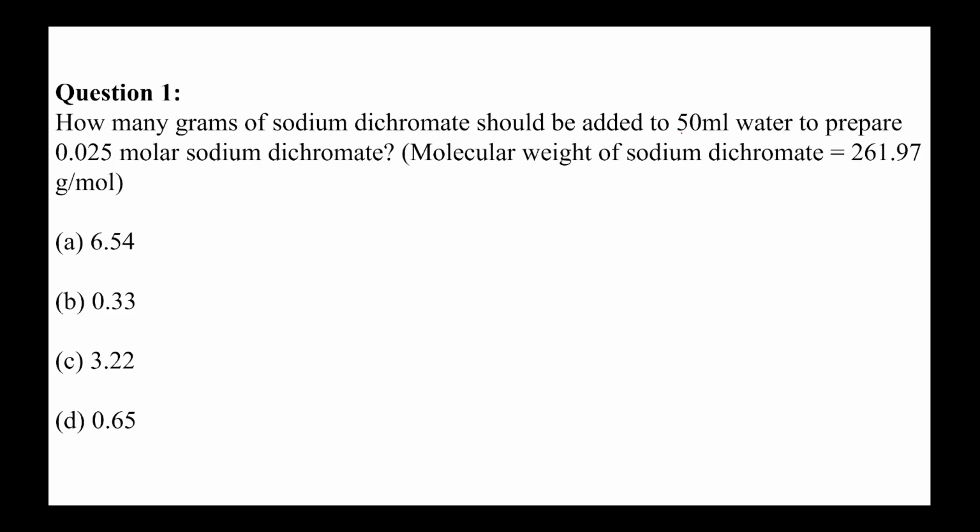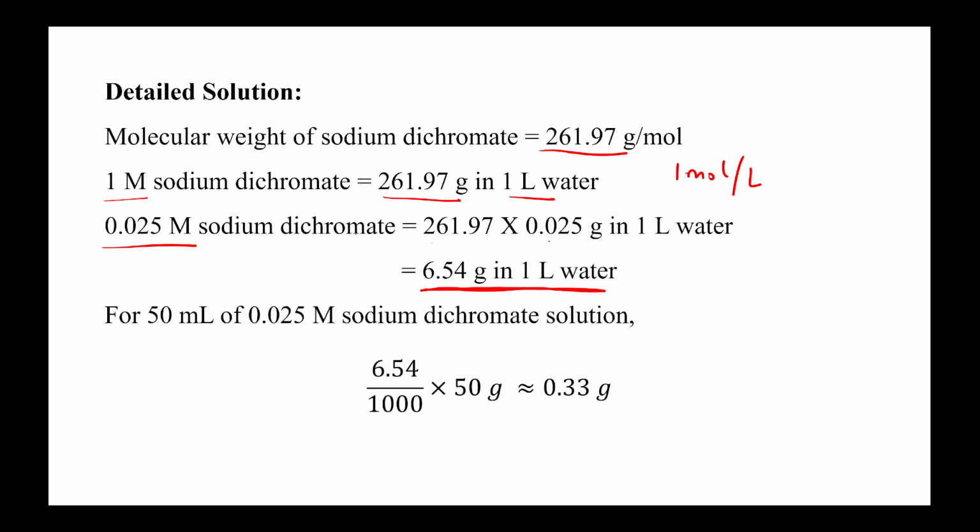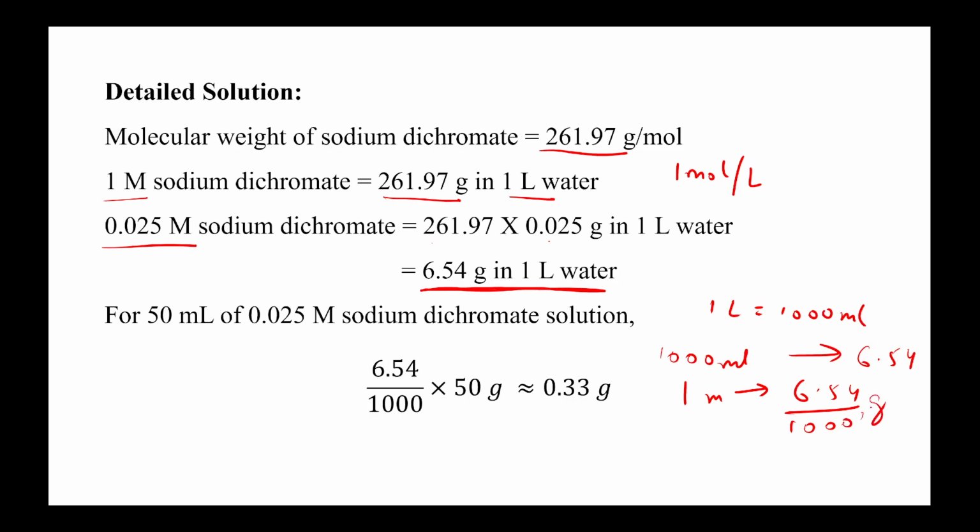In the question, I have asked how much do we have to add in 50 ml of water. So, in 1 liter, you have to add 6.54. So, for 50 ml, you can calculate. So, 1 liter means 1000 ml, right? 1 liter is equal to 1000 ml. So, for 1000 ml, you are adding this much. So, for 1 ml, you can calculate like that, right? In 1000 ml, we are adding 6.54 grams. So, in 1 ml, we will be adding 6.54 divided by 1000 grams.